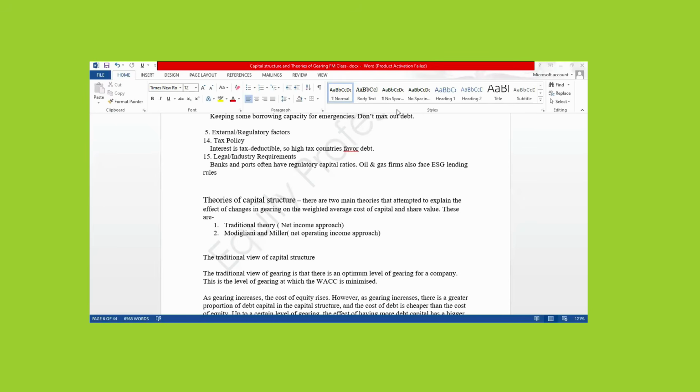We have the traditional theory of capital structure. When we say capital structure, it's also called gearing structure. The traditional theory of capital structure is of the view that there's an optimum level of gearing for a company.